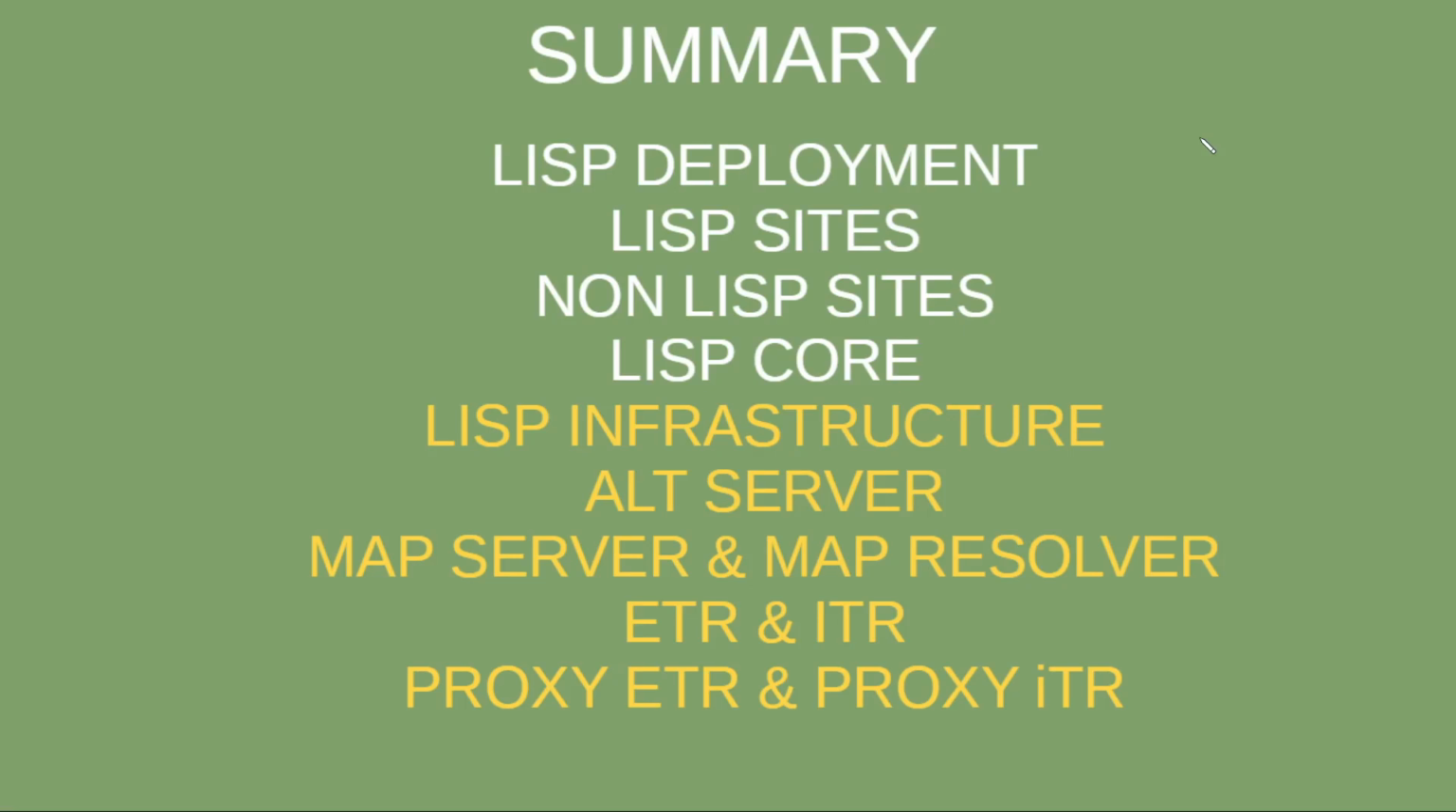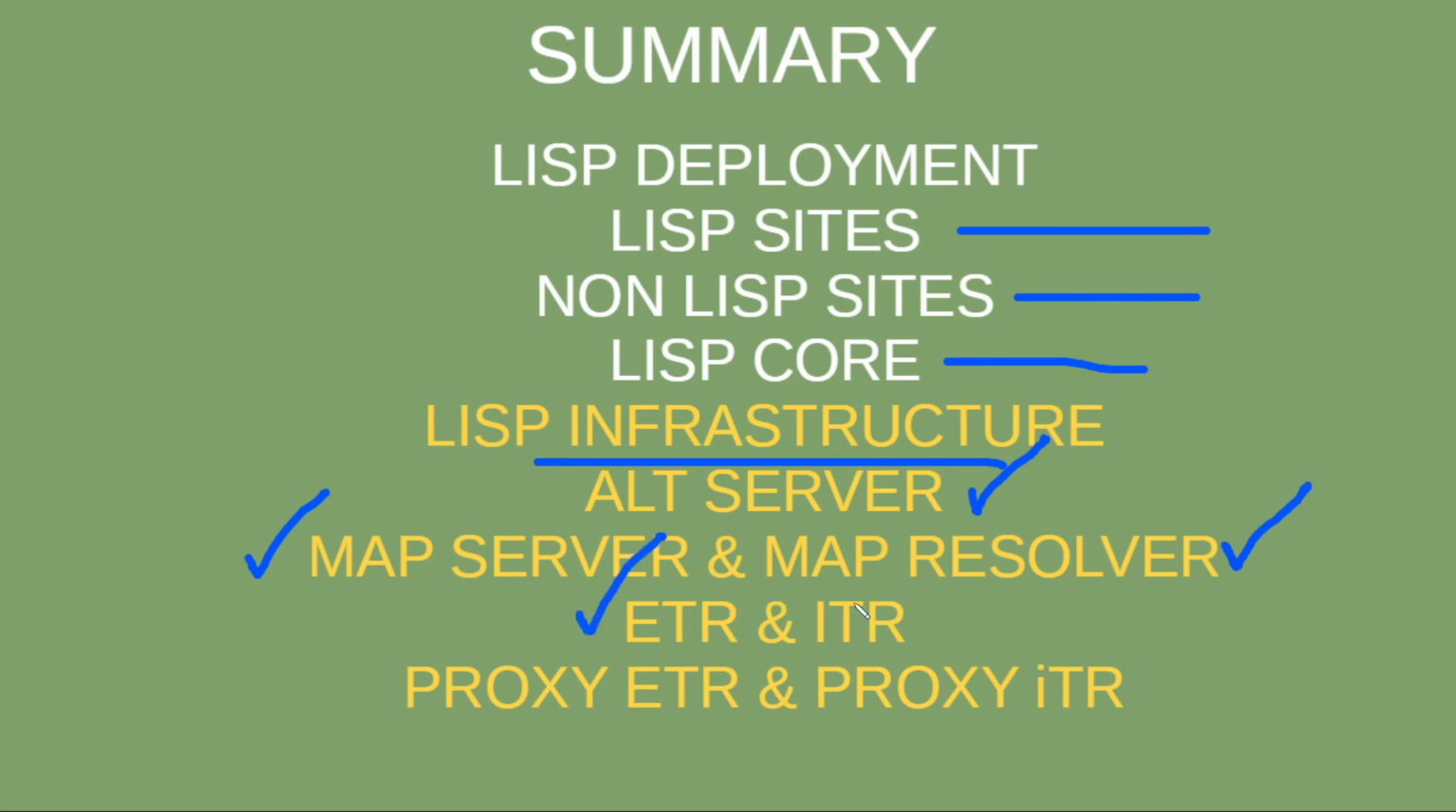Now, this is a summary of what we saw. We talked about the LISP deployment that includes LISP sites, non-LISP sites, and the LISP core. We talked about what devices make the LISP infrastructure that live within the core: ALT servers, map servers and map resolvers, ETRs and ITRs, and proxy ETRs and proxy ITRs.